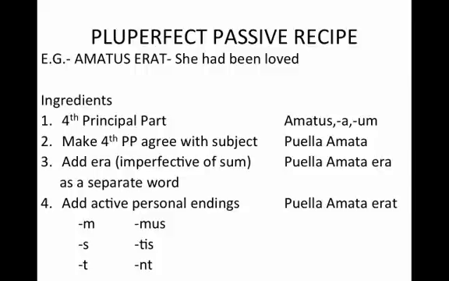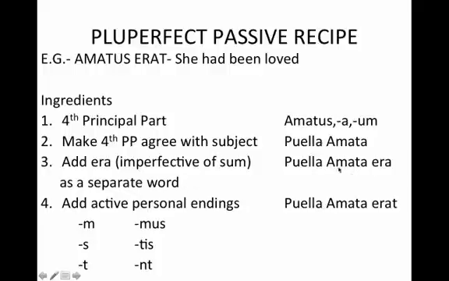Now we'll transition to the pluperfect passive. So pluperfect passive, an example would be amatus erat, she had been loved, or rather he had been loved, that's a typo. All you're going to do here, take the fourth principal part, so amatus, make that fourth principal part agree with the subject. So if the subject is puella, you're going to make the fourth principal part agree with it, so puella amata. You're going to add era, which is again that imperfect of sum, but you're adding it this time not as part of the word, but as a separate word entirely, like you did with the perfect passive.